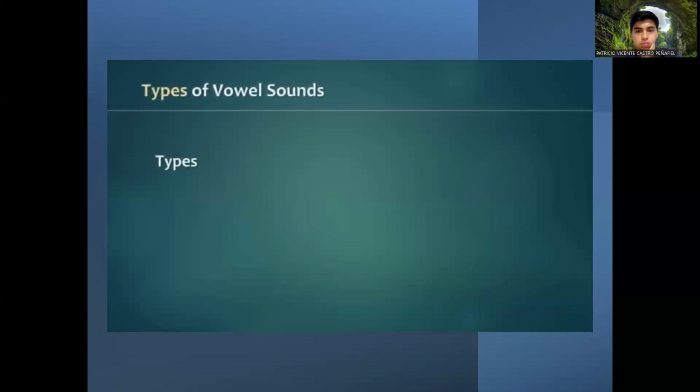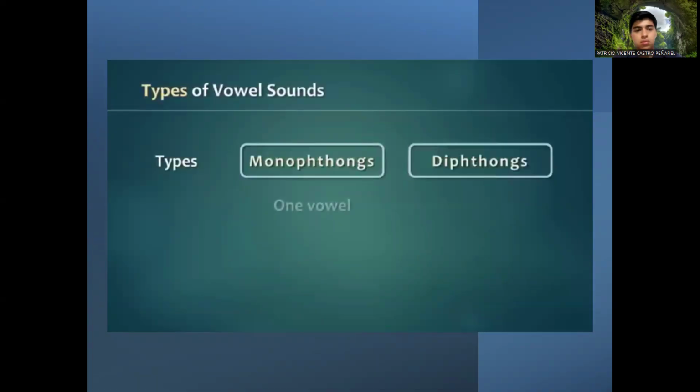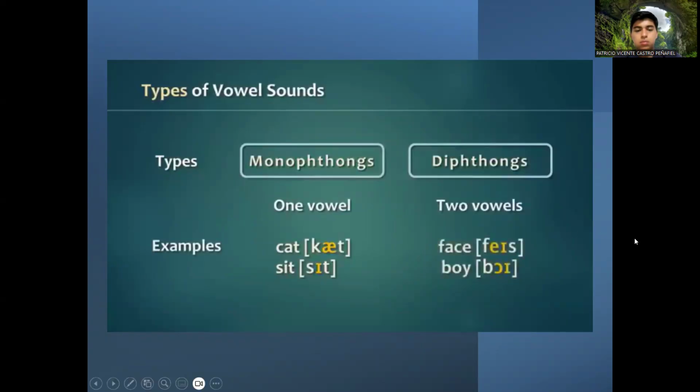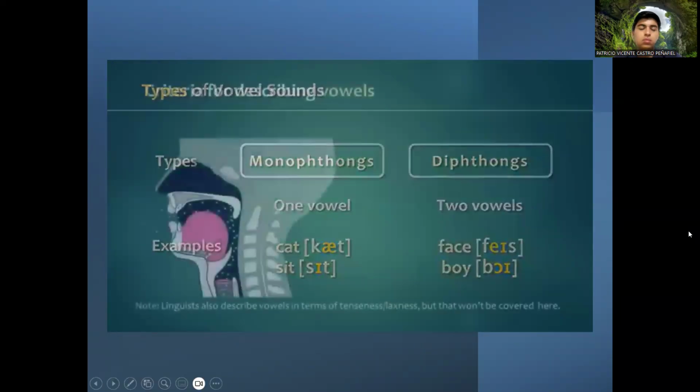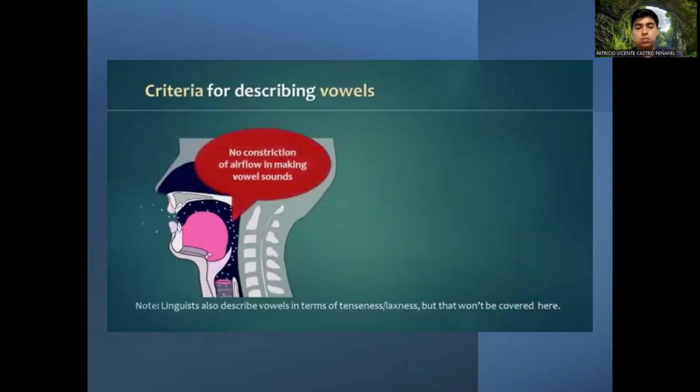There are two types of vowel sounds, monophthongs and diphthongs. Monophthongs involve one vowel quality, and diphthongs involve two vowel qualities. Now, when linguists are describing vowel sounds, we have to rely on a different set of criteria from what we used in describing consonants, because, remember, vowels do not involve a constriction of airflow in the vocal tract, so our tongue doesn't approach an anatomical landmark like they do with consonants. So the three criteria that linguists use when describing vowel sounds are height, backness, and roundedness. Let's talk about each of these in turn.